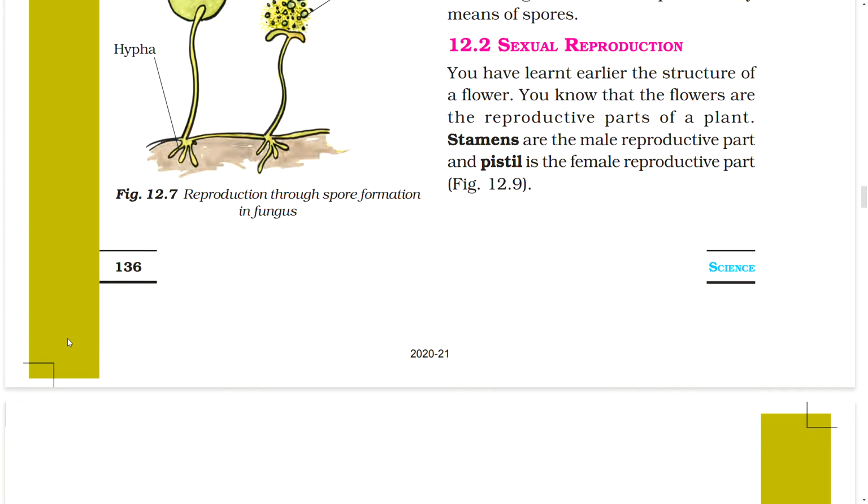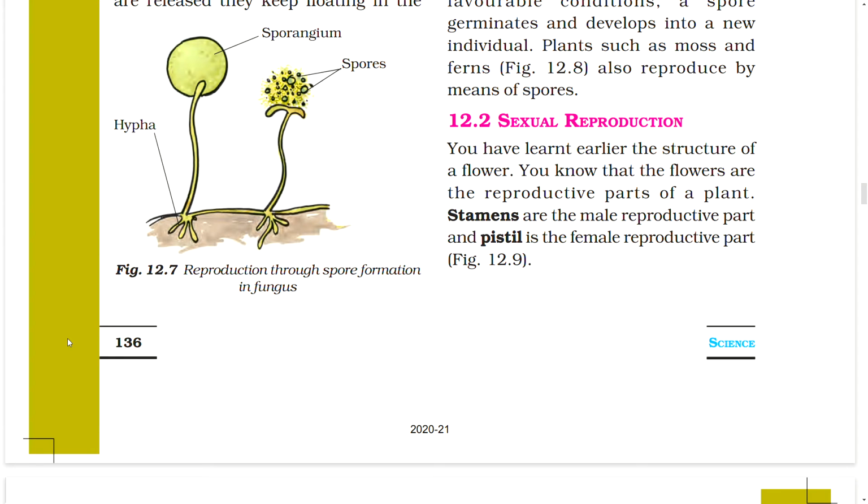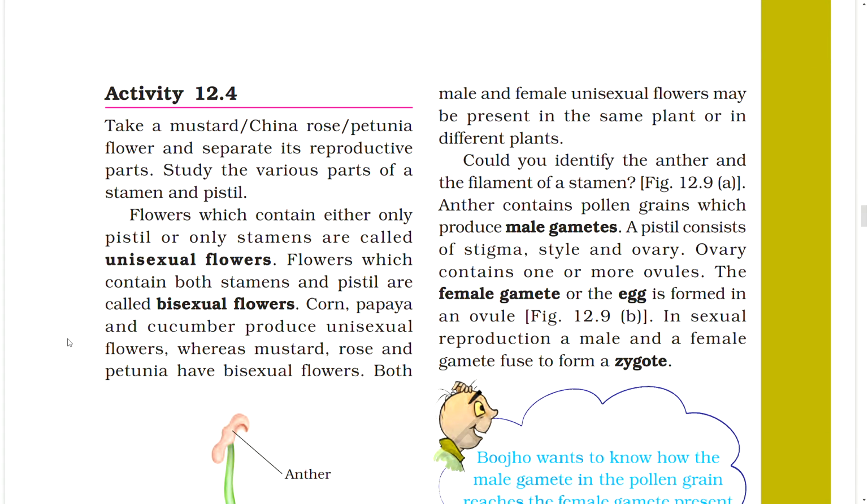12.2 Sexual Reproduction. You have learned earlier the structure of a flower. You know that the flowers are the reproductive parts of a plant. Stamens are the male reproductive part and pistil is the female reproductive part. Activity: take a mustard, China rose or petunia flower and separate its reproductive parts. Study the various parts of a stamen and pistil.